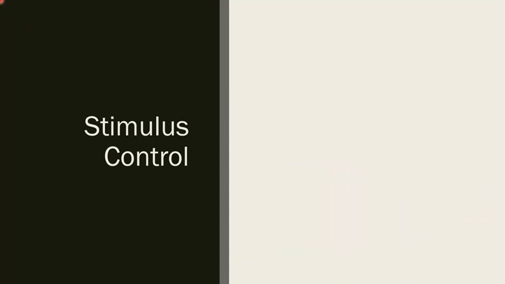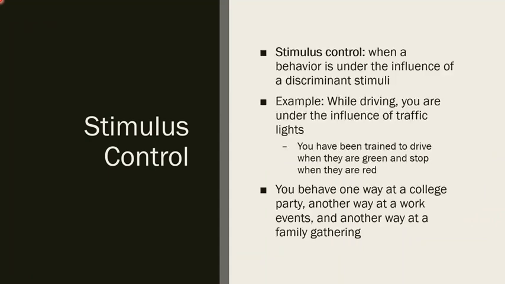And that leads us to something very important called stimulus control. Stimulus control is what happens when any given behavior is under the influence of a discriminative stimulus, meaning that the way you behave, the way you respond to stimuli in your environment, is dependent on the other stimuli present. That might sound a little confusing.